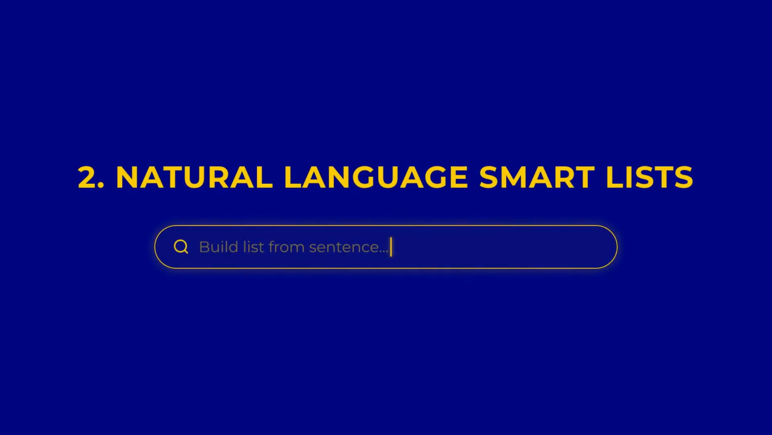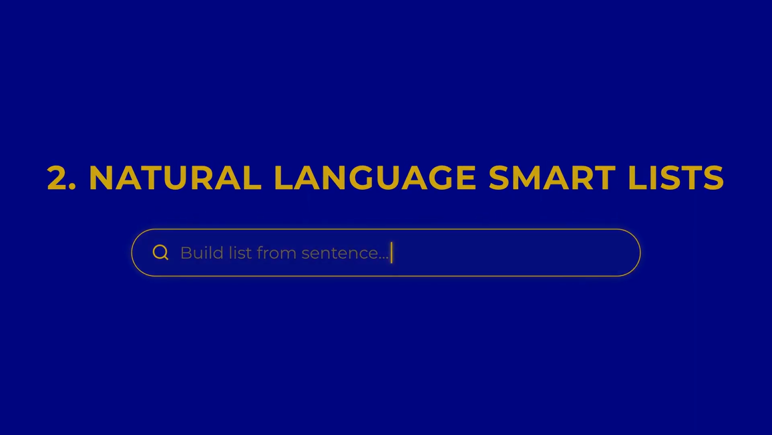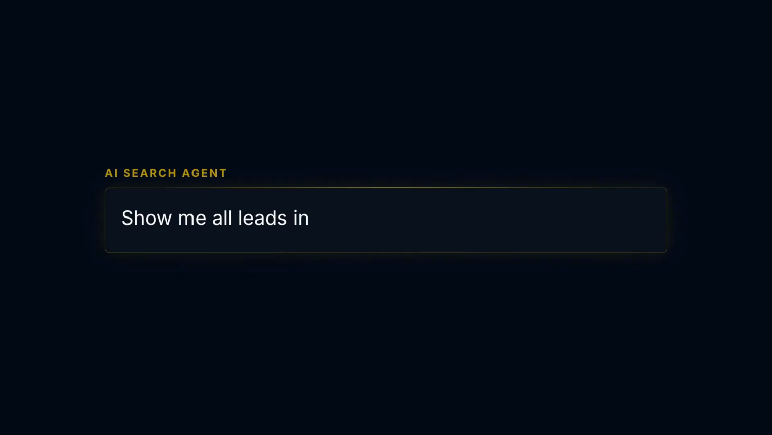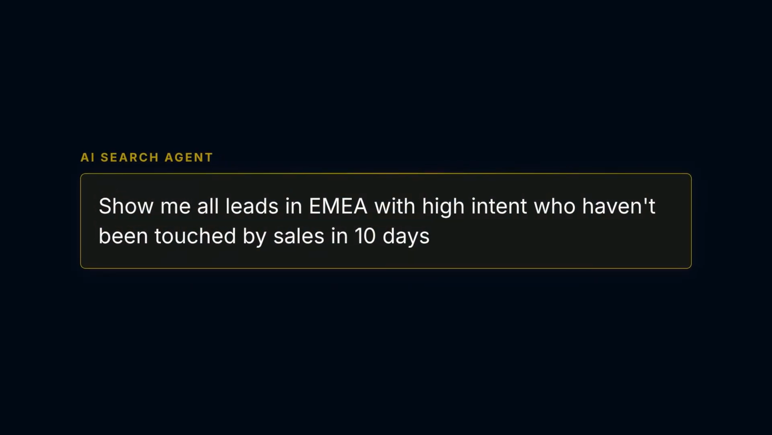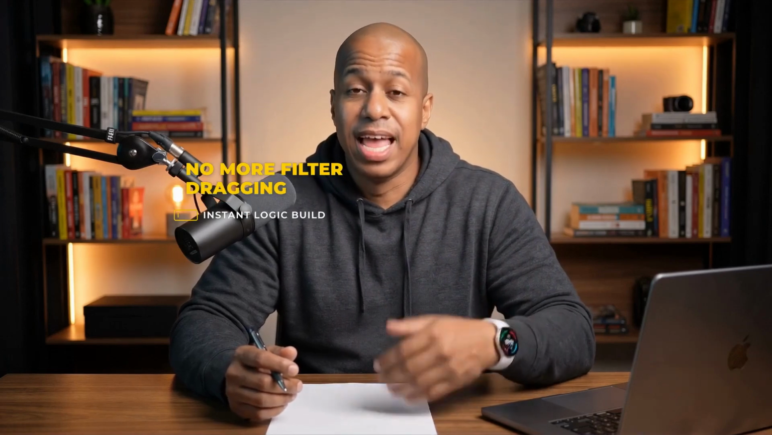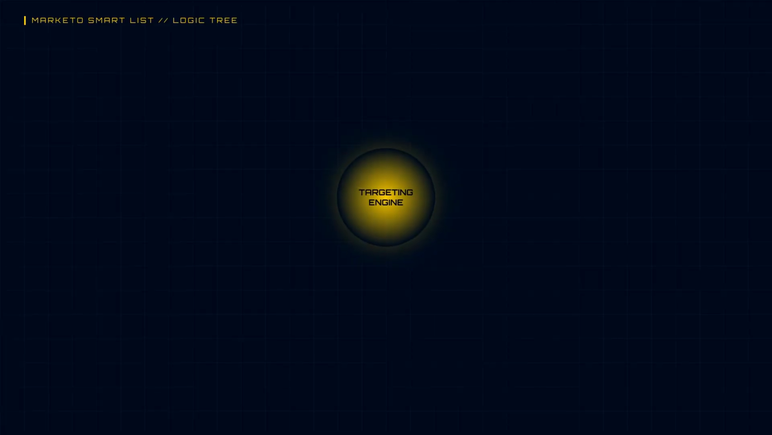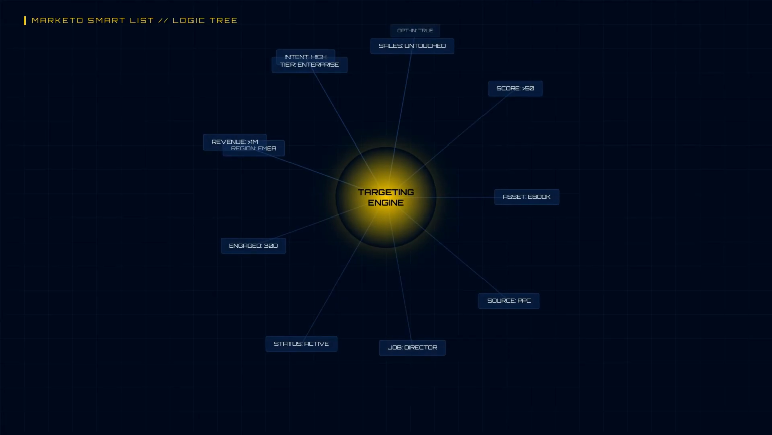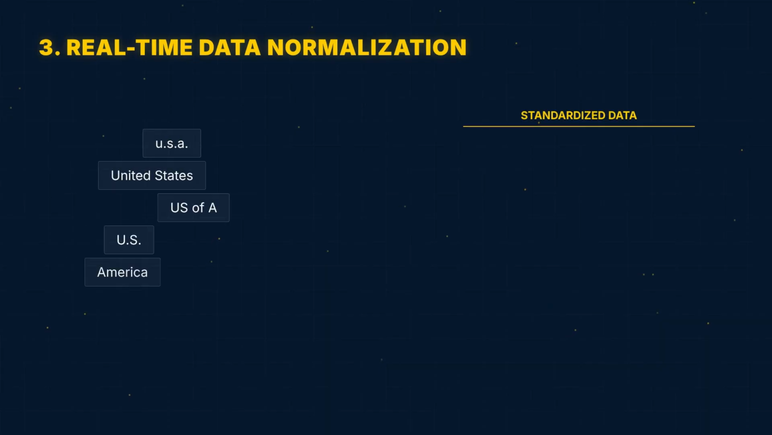Use case number 2. Building Marketo Smart List from a simple sentence. This is where the magic really starts to happen. Instead of dragging and dropping 30 different filters, you just tell the AI exactly who you need to find. The AI understands your custom fields and your specific naming conventions. It builds the logic for you instantly. It's accurate, it's fast, and it ensures that your targeting is always precise, regardless of how complex your data structure is.